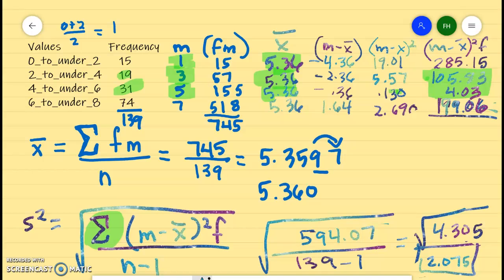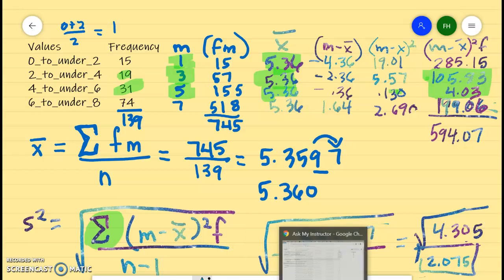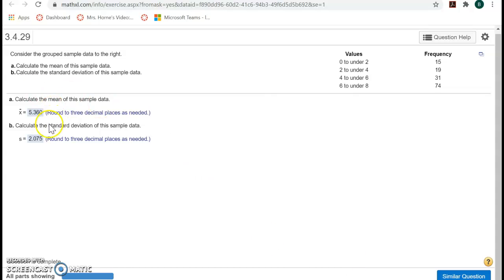So when I add these up, I'm going to get 594.07. So down here I do 594.07 divided by 138, and I got 4.305. And once I take the square root of that, I get 2.075. And that is how you do your standard deviation.